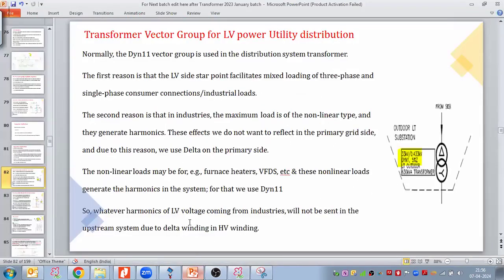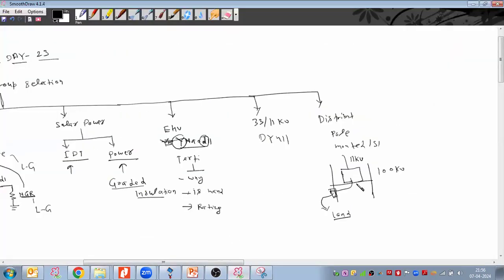Let us see that. Normally the Dyn vector group is used in the distribution system transformer. The first reason is that the LV side star point facilitates mixed loading of three-phase and single-phase consumer connections and industrial loads. So here they use delta first, then Y, and then 11. This is star, because here we have the star, and so here we have the neutral also.